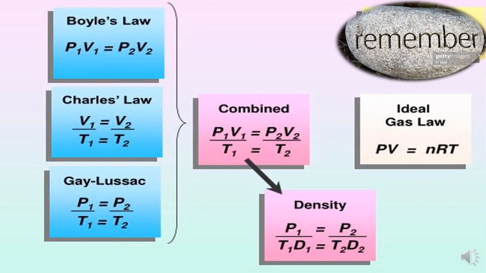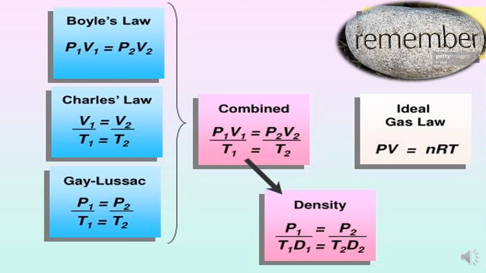So always remember these formulas. For Boyle's law, P1 V1 is equal to P2 V2. Charles' law, V1 over T1 is equal to V2 over T2. Gay-Lussac's law, P1 over T1 is equal to P2 over T2. Combined law, P1 V1 over T1 is equal to P2 V2 over T2. And the ideal gas law is PV is equal to nRT.